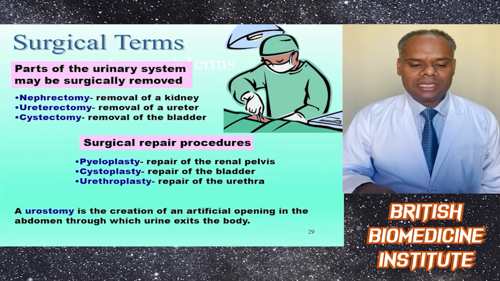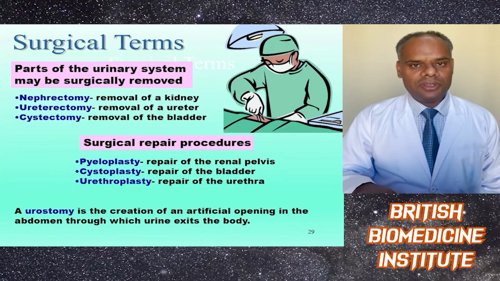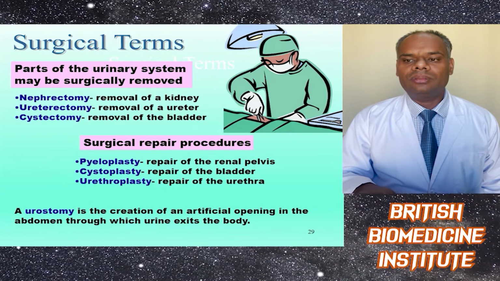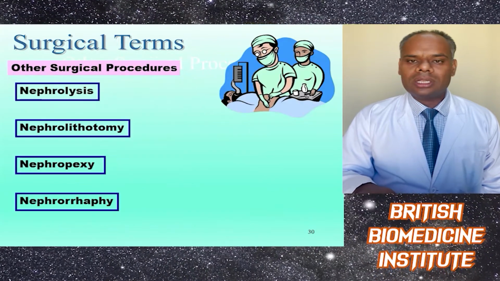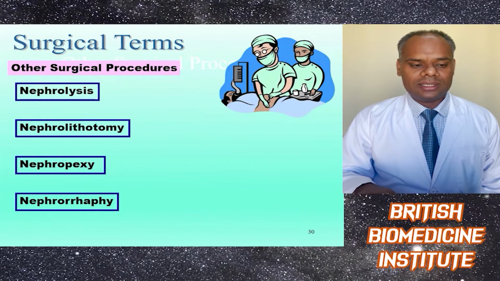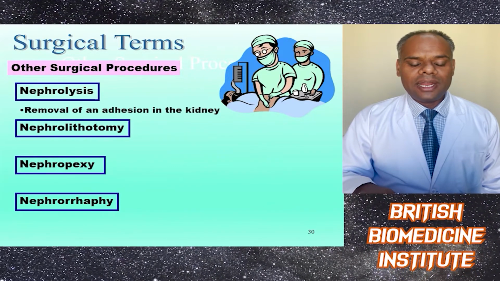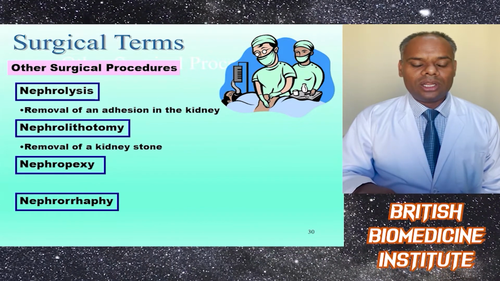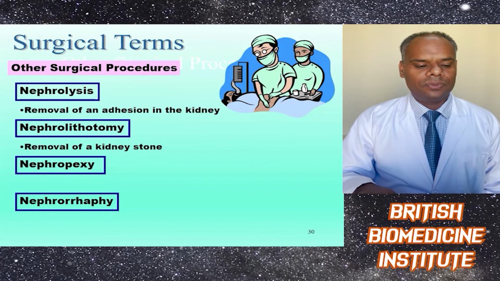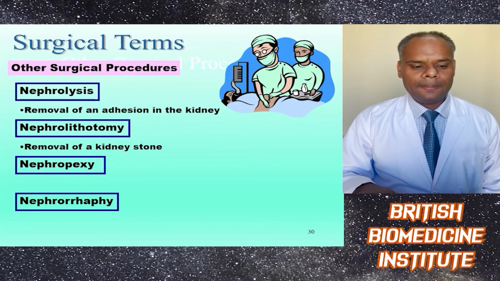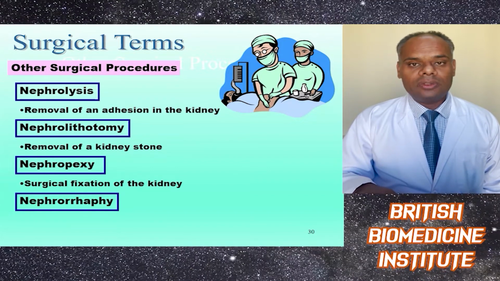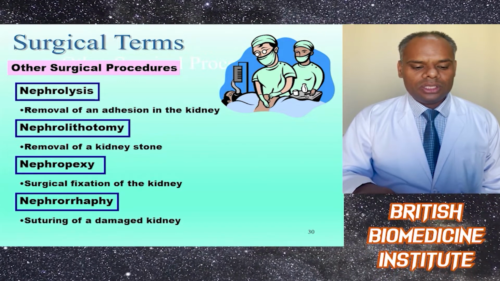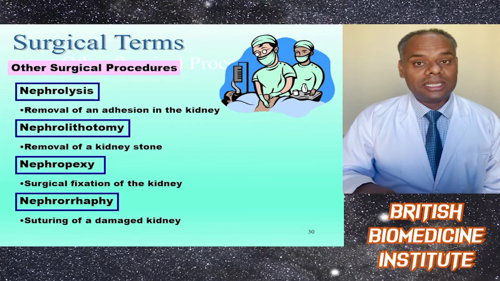A urostomy is a creation of an artificial opening in the abdomen through which urine exits the body. So the other surgical procedures are nephrolysis, the removal of adhesion in the kidney. Nephrolithotomy is the removal of kidney stones. Nephropexy is surgical fixation of the kidney, and nephrorrhaphy, suturing of the damaged kidney.